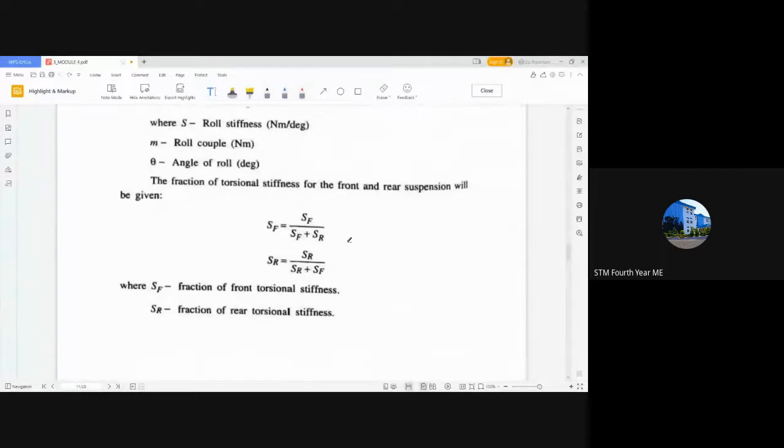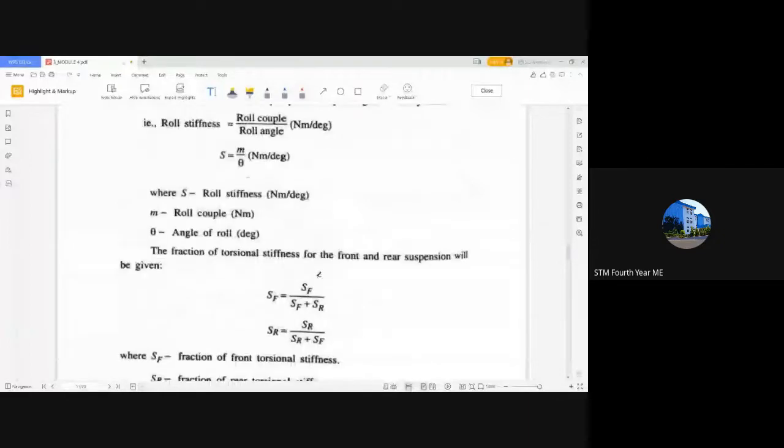SF is equal to SF by SF plus SR, and SR is equal to SR by SR plus SF. So you can write it as SF plus SR itself. There is no problem because it is addition. So SR by SF plus SR also is right. So if you want to study, you can write it in such a way.